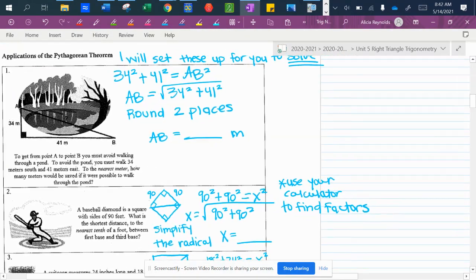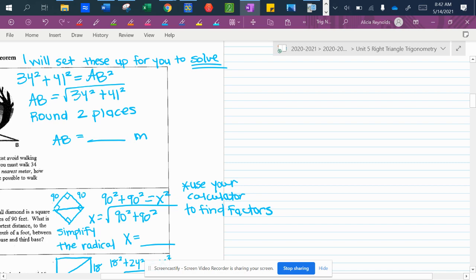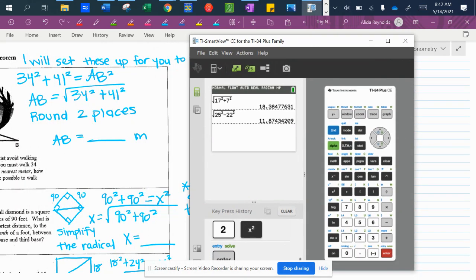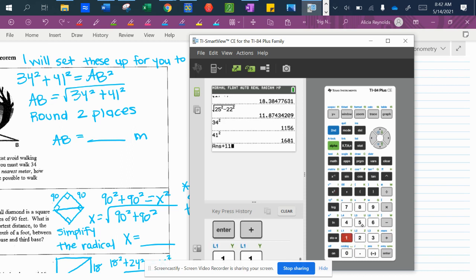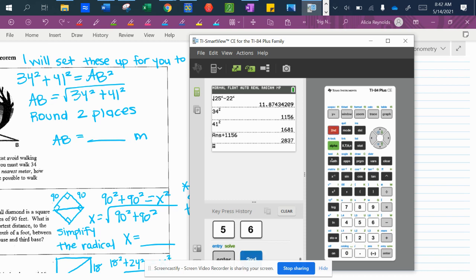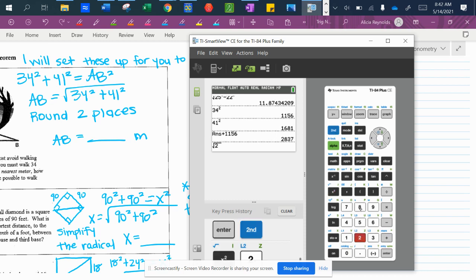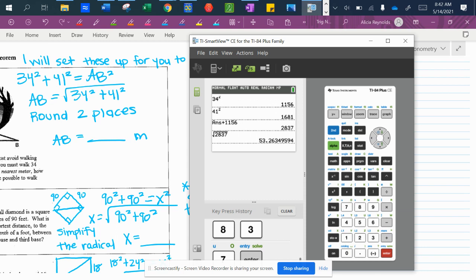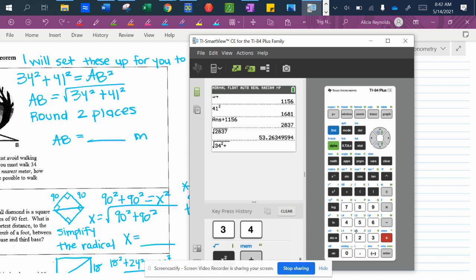Let's slide this way, and then put the calculator over here. Okay, so if I do 34 squared, and then I do 41 squared, and then I add those together, and then I take the square root. You see how many steps that is? 2, 8, 3, 7. We do all that work instead of second square root 34 squared plus 41 squared to get the same exact thing. Make the calculator do the work.